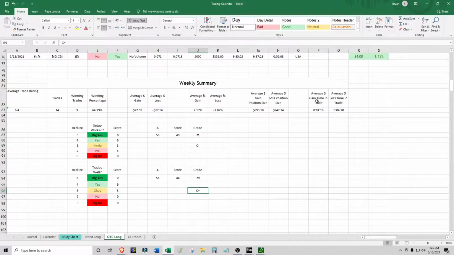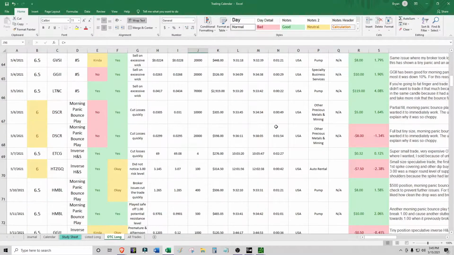Average dollar gain, time in a trade was just a minute. I need to hold these longer. Average dollar loss, time in trade is 4 minutes. This one again is the outlier, because which trade was it?